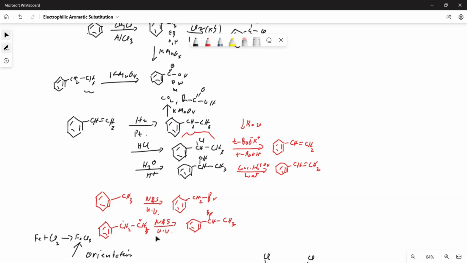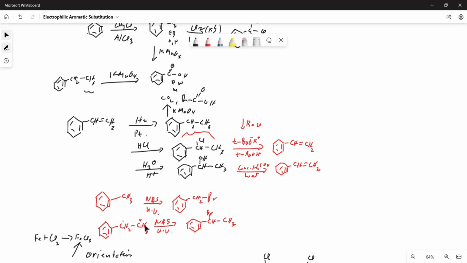Now, since only one hydrogen will be replaced, which hydrogen? Is it the hydrogen from the methyl or is it the hydrogen from the methylene? Okay? Now, that can be answered if you know the intermediate for free radical. The intermediate for free radical is a radical intermediate, and we classify radical as primary, secondary, or tertiary.